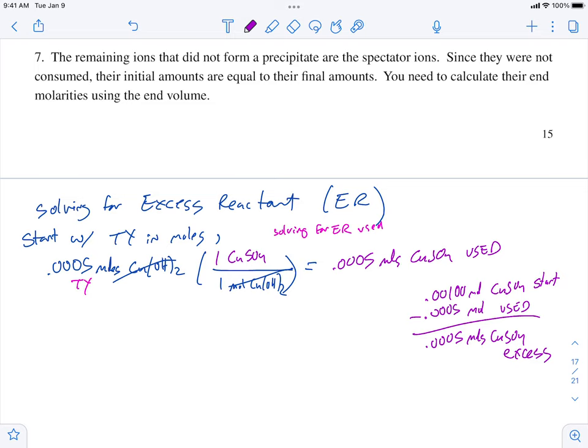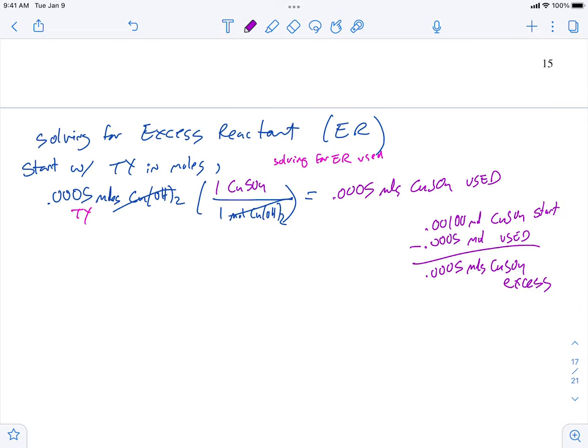So the goal here is to figure out the concentrations of all four ions. These are our four ions: Cu2+, OH-, SO42-, and Na+. Now remember, we already established what the real limiting reactant was, and that reactant has a concentration of 0. Which one was it? It's the hydroxide, so 0 molar. Copper is the excess. So now that we know how many moles of copper sulfate are in excess, we need to figure out what the molarity is.